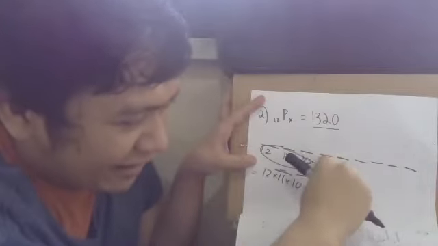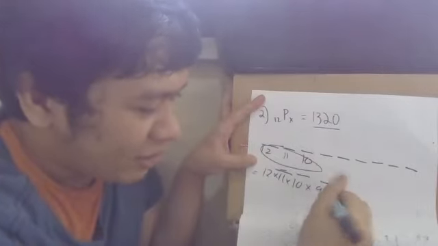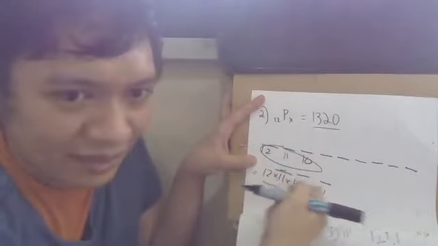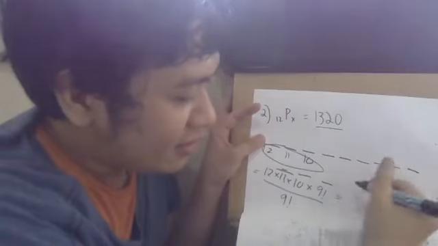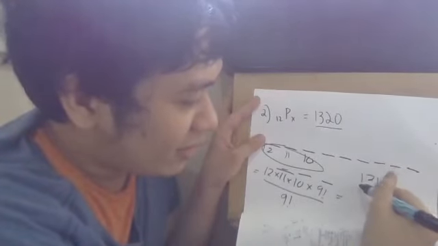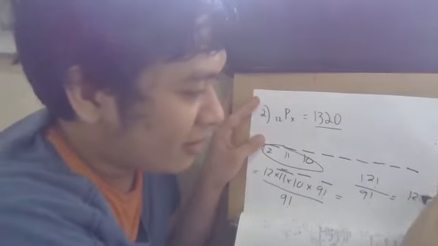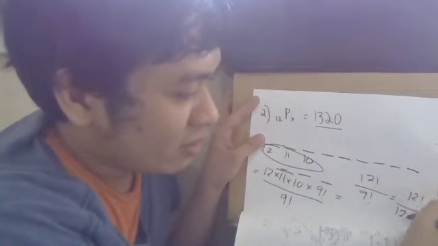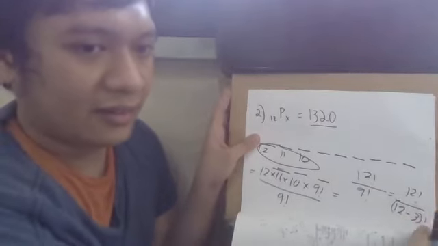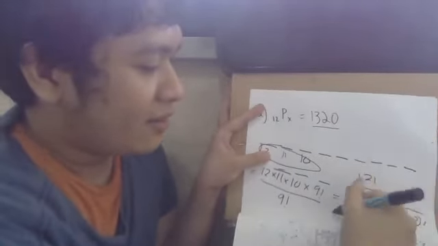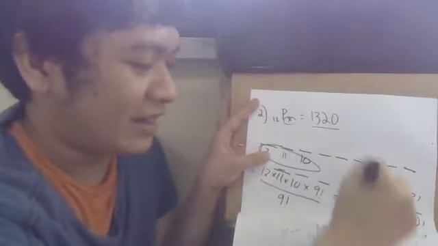Ngayon, ano yung natitira? 9, 8, 7, 6, 5, 4, 3, 2, 1. So, let's multiply this by 9 factorial. But to retain the value of 12 times 11 times 10, let's also divide by 9 factorial. This is equal to 12 factorial over 9 factorial, or 12 factorial over 12 minus 3 factorial, or equal to 12P3. So the value of x is equal to 3.